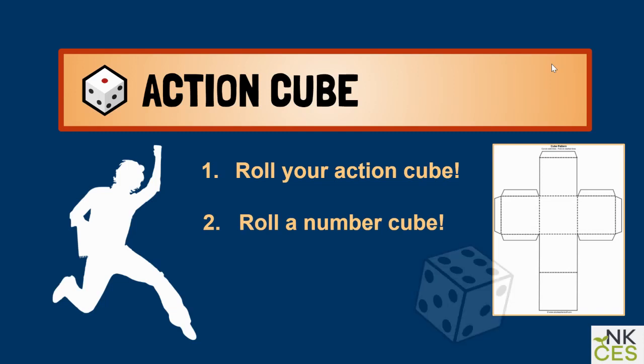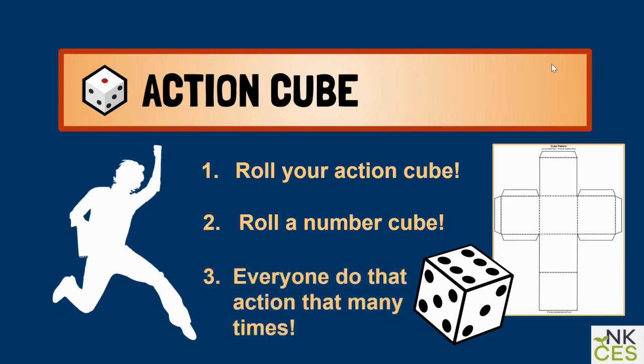Small dice work just fine, but if you'd like to invest $5 or so, you can get those large foam dice pretty cheap on Amazon. And I've linked an example here on the dice. And then everyone will do that action that many times. So if you landed on jumping jacks with the action cube and 6 with the dice, everyone would do 6 jumping jacks. I would recommend allowing students to take turns rolling the cubes.